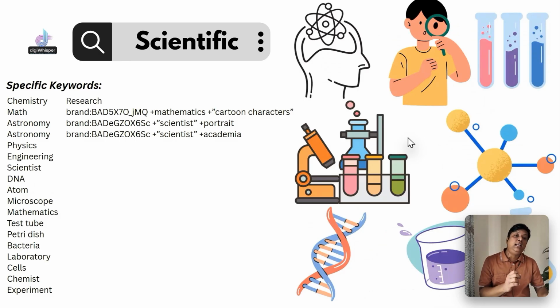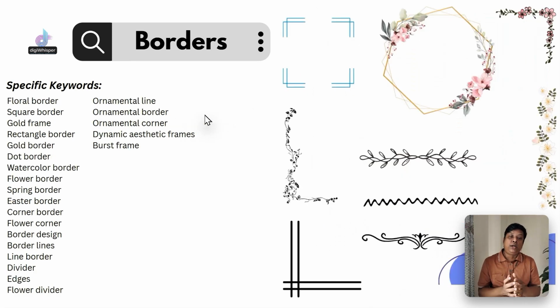If you need exactly this type of elements, you need to type either chemistry, math, or scientific, these types of keyword, or you can copy and paste exactly these keywords. And the next one is borders. If you need to add these types of border in your design, you can just search borders, or you can use these types of specific keyword, floral border, square border, gold frame, these types of keywords.